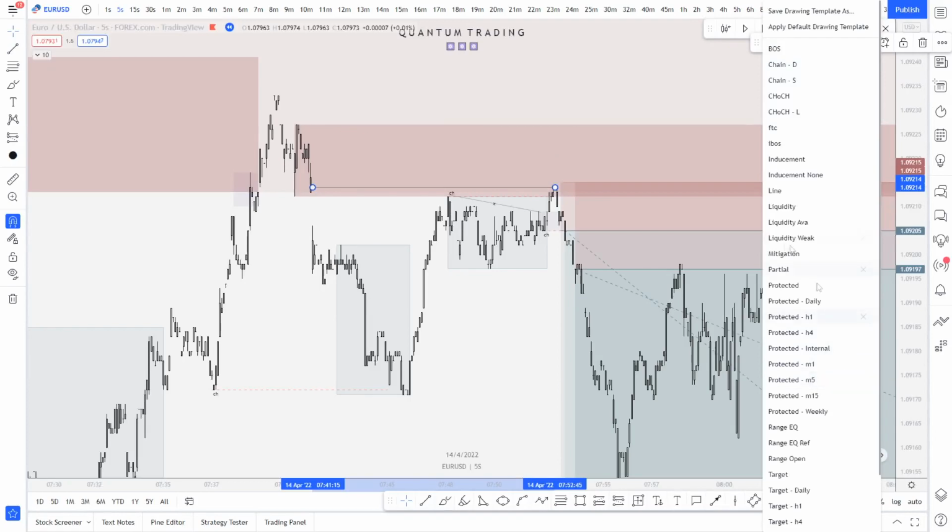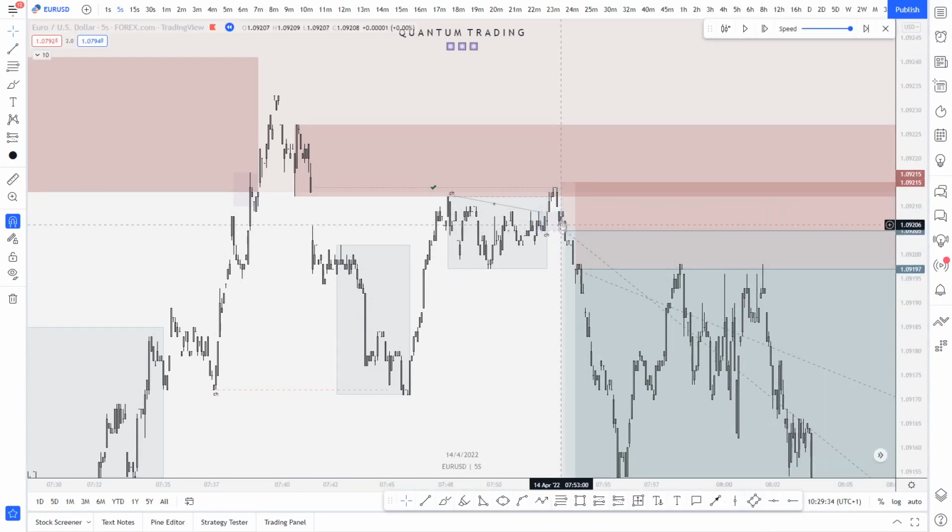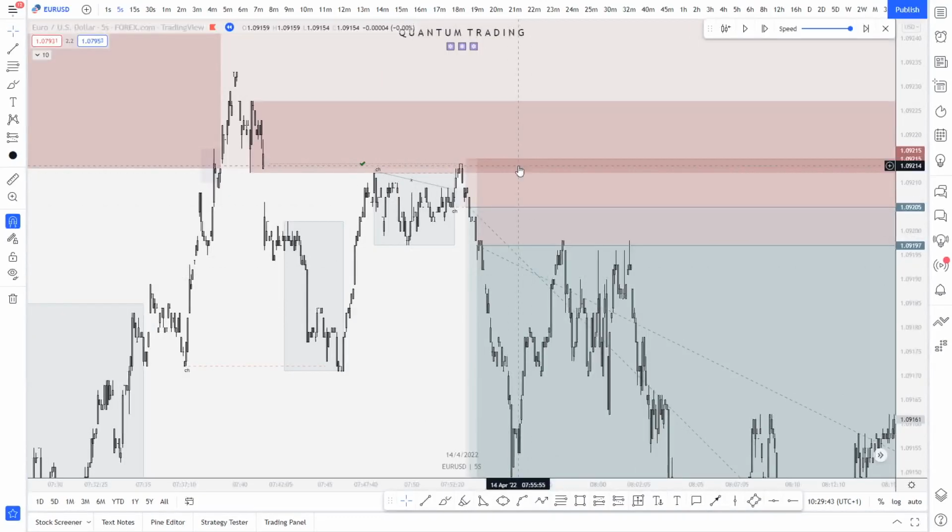Okay, we got the mitigation, and then what did price do? Price came back down. We got the small interaction to this demand level right here. Price pulled back up, and then the valid entry would have been a stop order right here for a 1 pip stop loss. I played the more passive and conservative entry, being the stop order on the low of this range right here.